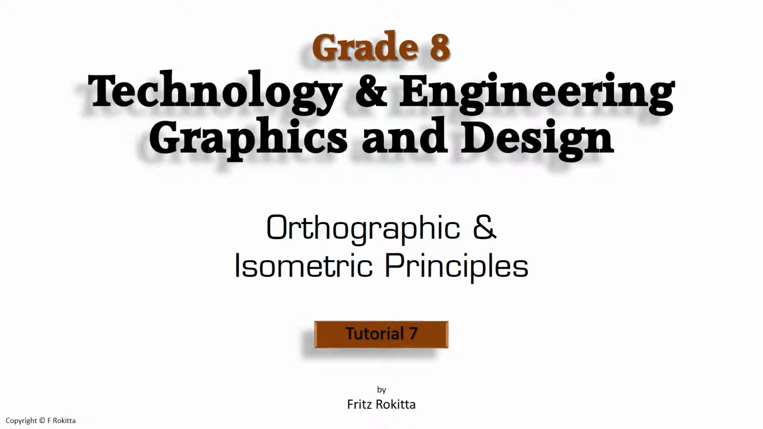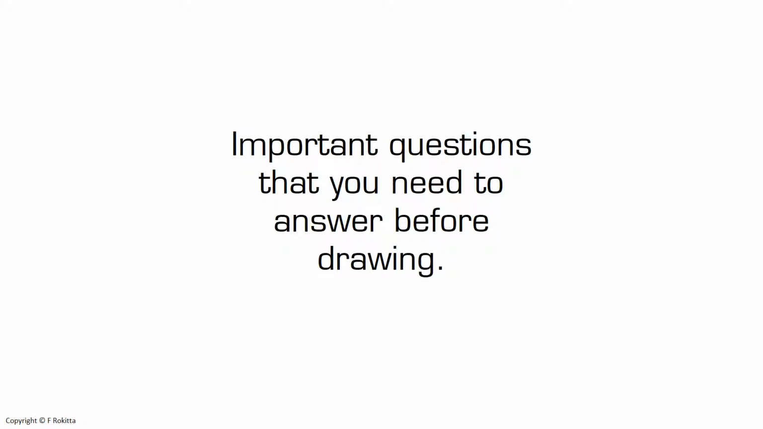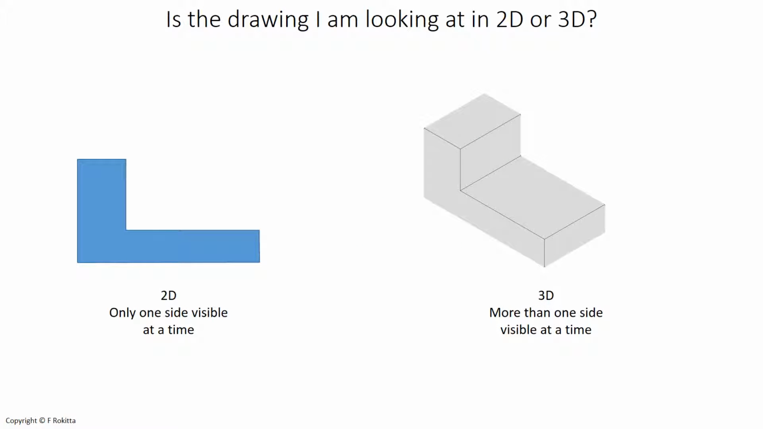Welcome. This is tutorial 7 of the Orthographic and Isometric Principles, taken from the Grade 8 Technology and Engineering Graphics and Design workbook. There are a few important questions that you need to answer before you start your drawings. Is the drawing that I'm looking at in 2D or 3D?